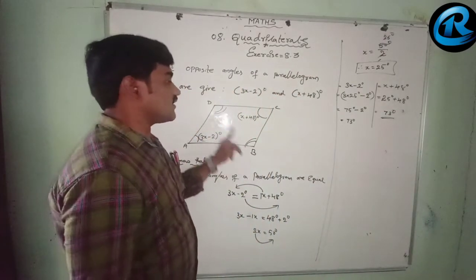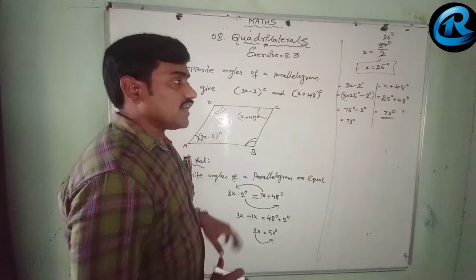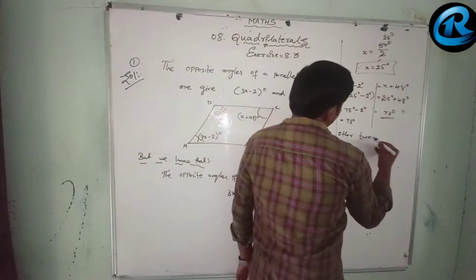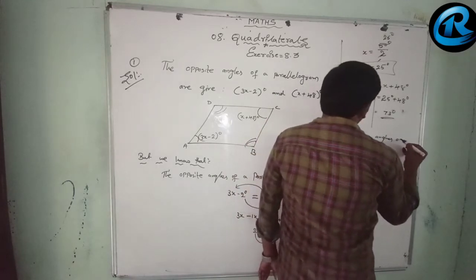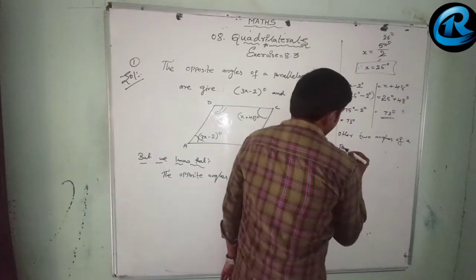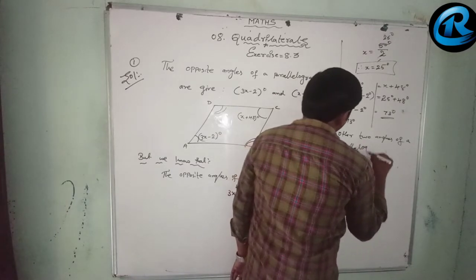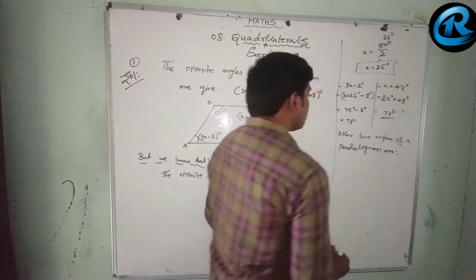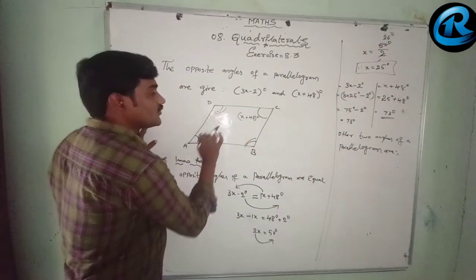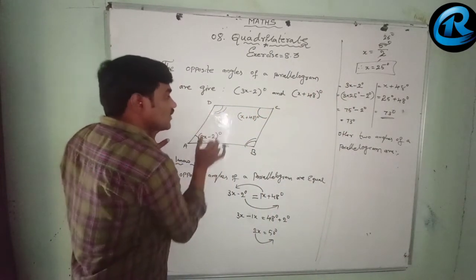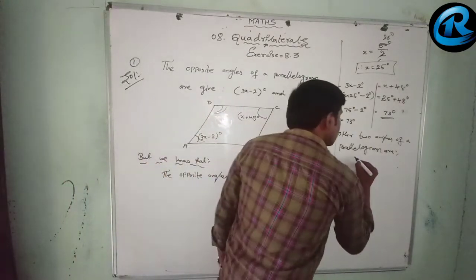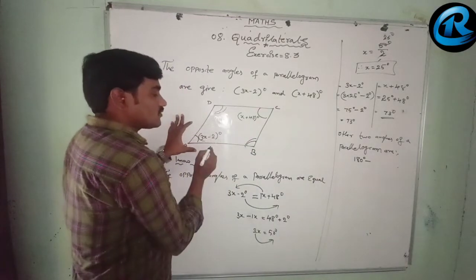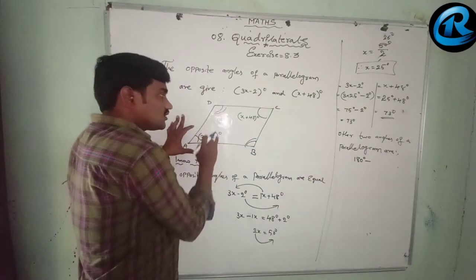What about the other two angles then, angle B and angle C? The other two angles of the parallelogram, what will they be? Simple. The sum of two consecutive angles equals 180 degrees. When you add these two angles, we get 180 degrees now. So we have to subtract this angle from 180 degrees.